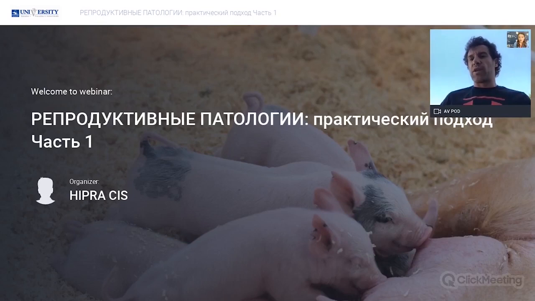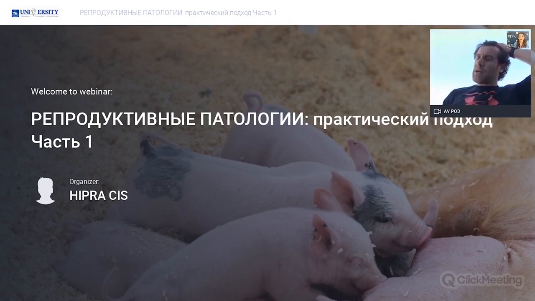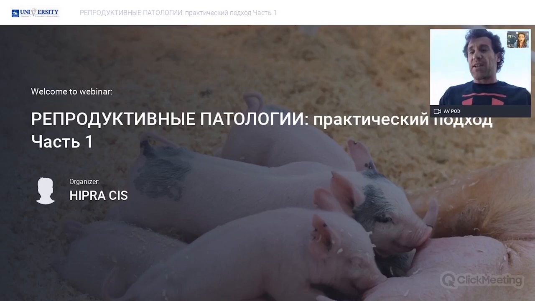And at the end, the diagnosis is not very useful because you can find these three bacteria in different cells at the same clinical case. You know what I mean? Yes.